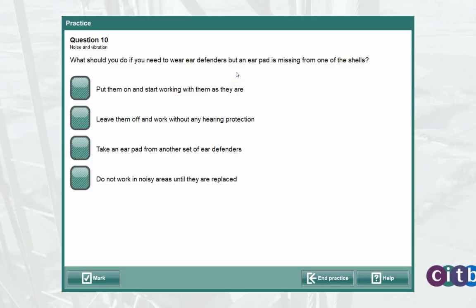What should you do if you need to wear ear defenders but an ear pad is missing from one of the shells? Put them on and start working with them as they are. Leave them off and work without any hearing protection. Take an ear pad from another set of ear defenders. Do not work in noisy areas until they are replaced.